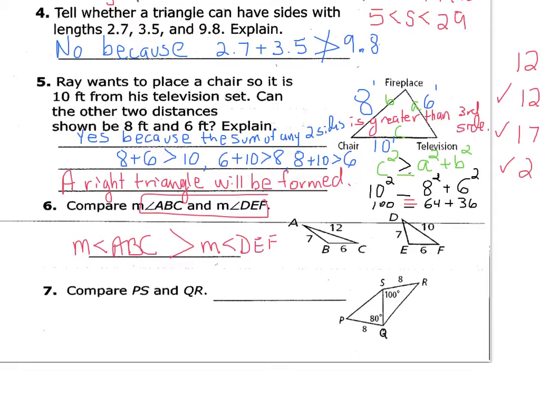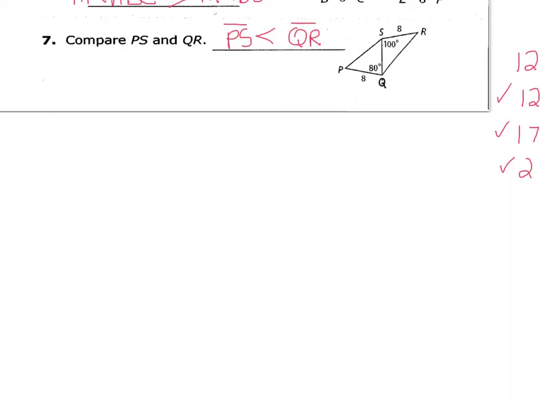Number 7, we do the same thing. You look at the segment PS, and across from PS is 80. And then you look at the segment QR, and across from QR, it's 100. So what can you say about PS compared to QR? It's less than QR. That's right. So you just put the segment PS is less than the segment QR. And that's it. Now let's move on to number 8 and 9.